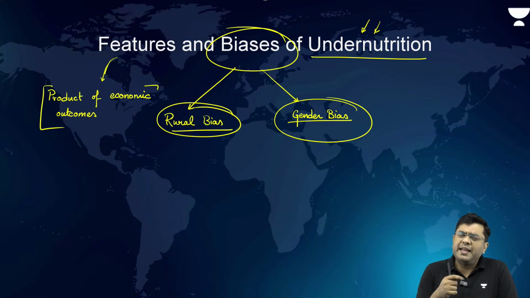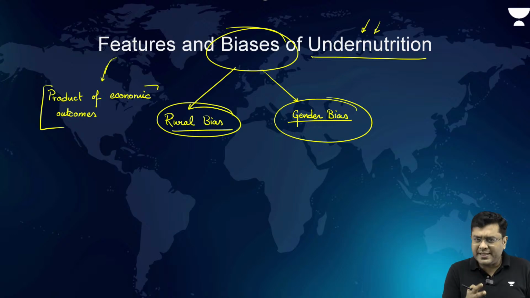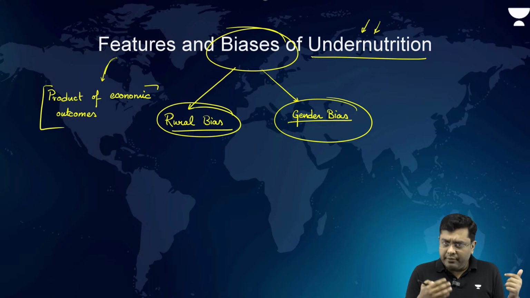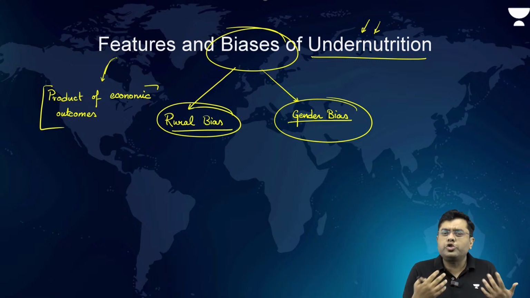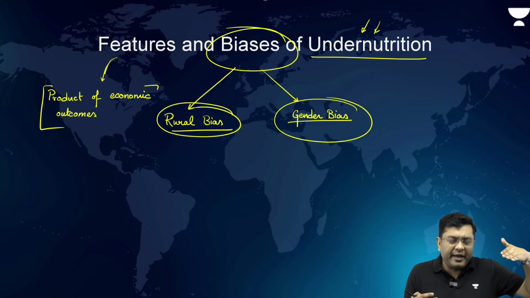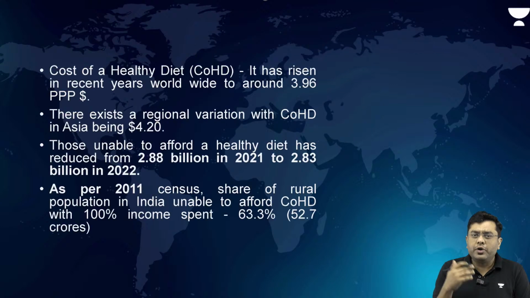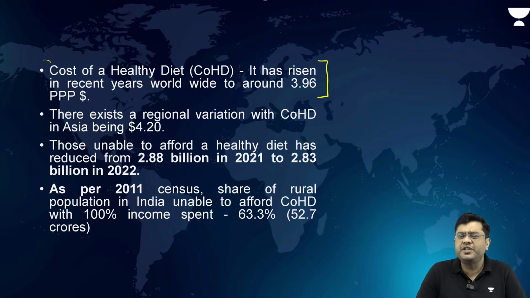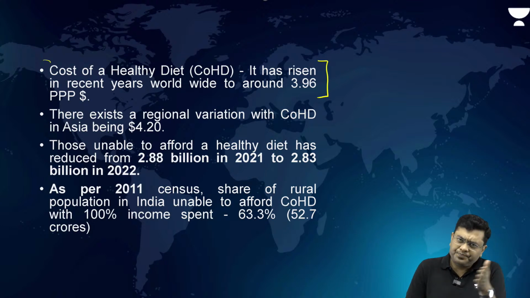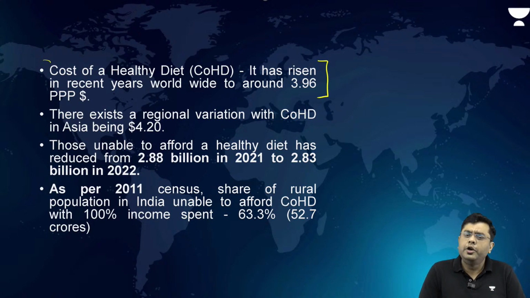While it has been found out that when we talk about the cost of a healthy diet, what do we say as a cost of a healthy diet, which includes a holistic and a wholesome meal, including all the required nutrients. Now that cost of a healthy diet is very costly in the majority of societies. For example, it has risen in recent years worldwide to around $3.96 in purchasing power parity terms, right? And this is variable again as expected. It varies from one part of the world to the other.